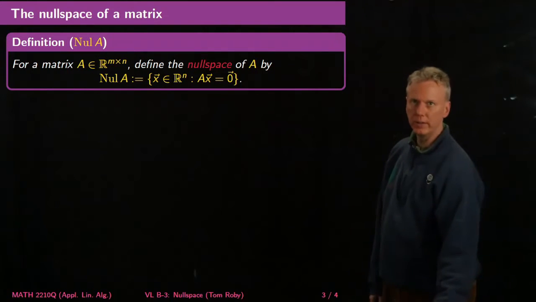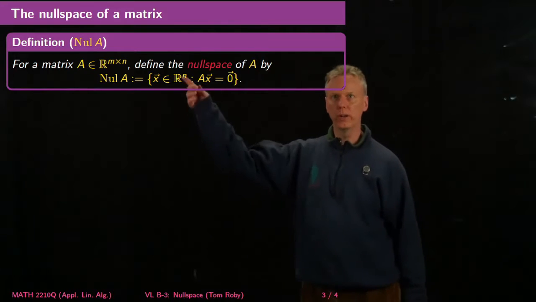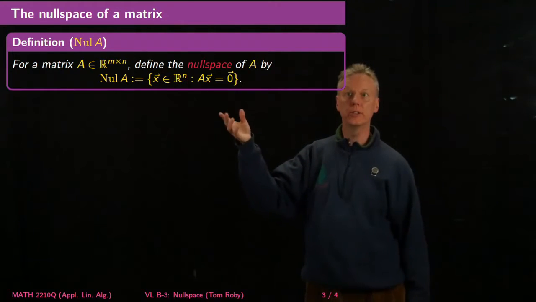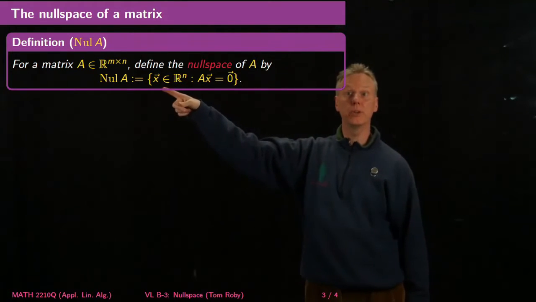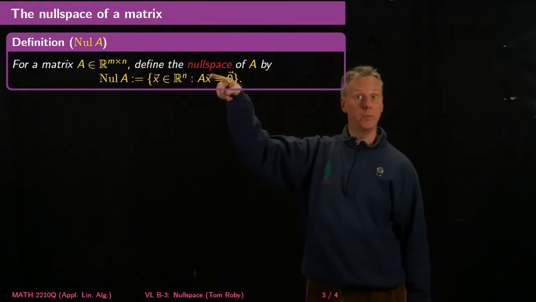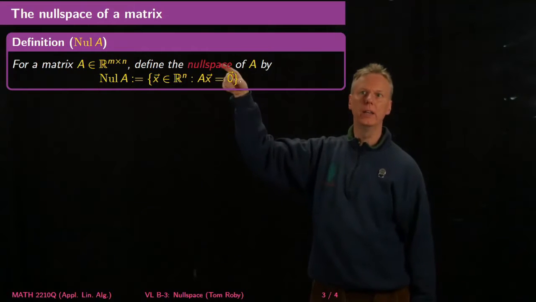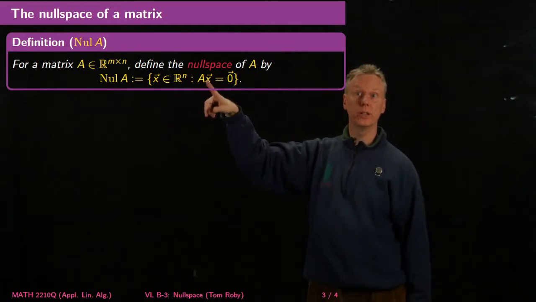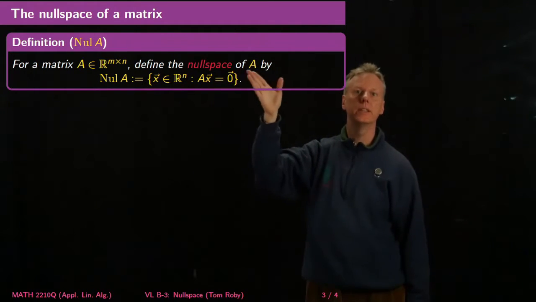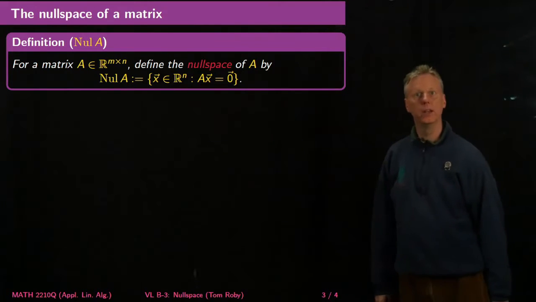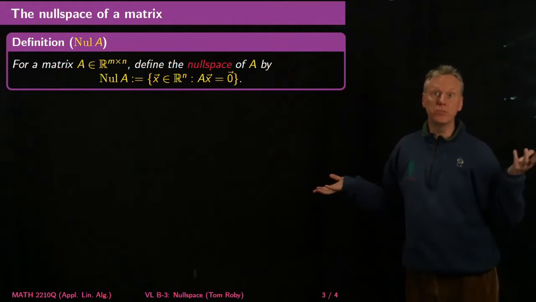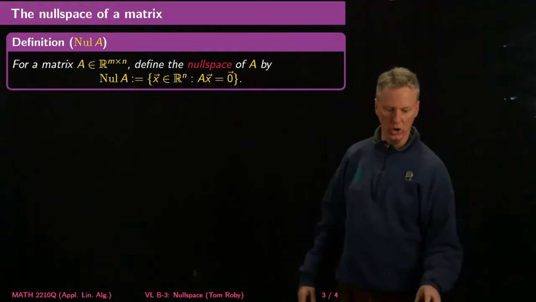So here's the definition. It's quite straightforward. If you have a matrix A, then you can just look at the set of all vectors that, when you multiply by the matrix, give you 0. In other words, thinking about it in a linear transformation way, it's the set of all things which the transformation A times x sends to 0. So that's going to be the null space, because it sends things to null.